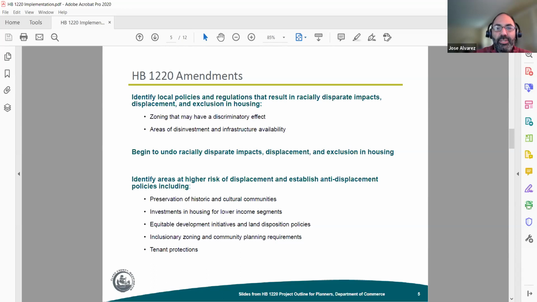I included this just so that you can see the breadth of what we have to deal with at the local level. I'm not going to focus on this at all as part of this presentation, but just so you're aware that these are some of the additional requirements that we have to look at at the county level.